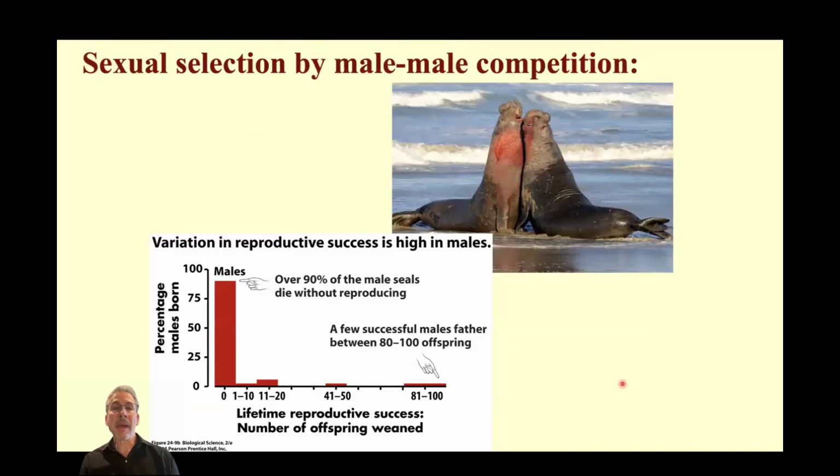Sometimes we can have male-male competition as an example of sexual selection. So these elephant seals, for example, the males tend to battle it out. They can be quite violent. And what you see as a result is the winner of these battles tends to be the one that mates with the females. And so if you look at populations of these elephant seals, what you see is that just a few of the males end up fathering the vast majority of the offspring. Most of the males, they actually never ever reproduce. So again, there's obviously some selection going on there.